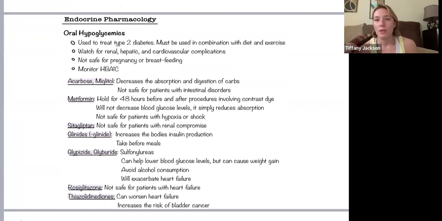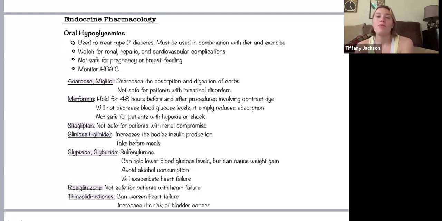Alrighty, up first, we have our acarbose and miglitol. These help decrease the absorption and digestion of carbs. So are they specifically altering any sort of blood sugar levels? Not necessarily. Essentially, they act more on the food that the patient eats.